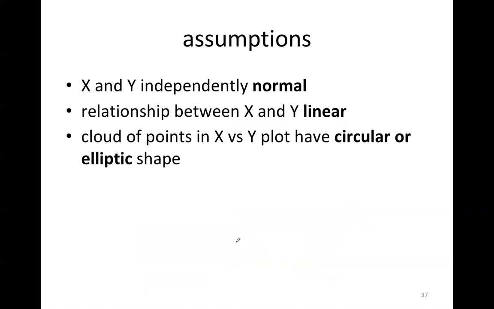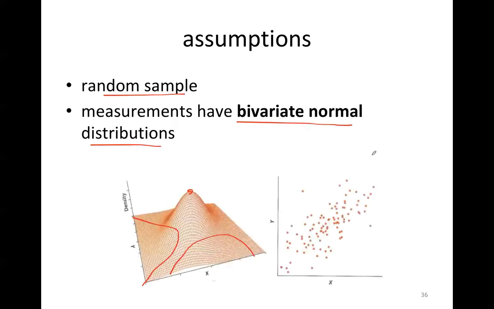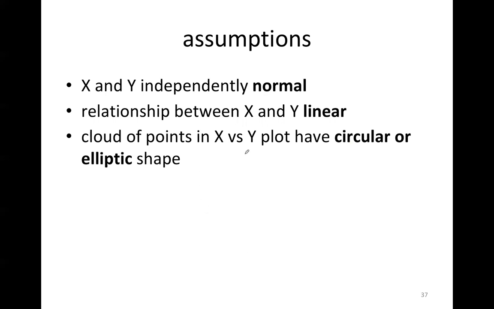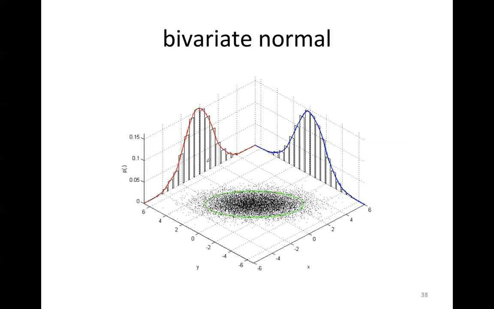This is a description of the bivariate normal, that x and y are independently normal. Their relationship is linear, like here, and the cloud of points has a circular or elliptic shape. Here we have another example of x and y. They each have normal distributions, and projecting the points on one axis or the other axis, we see a normal shape, and their joint distribution is also elliptic, as you see here, and not bimodal, for instance.